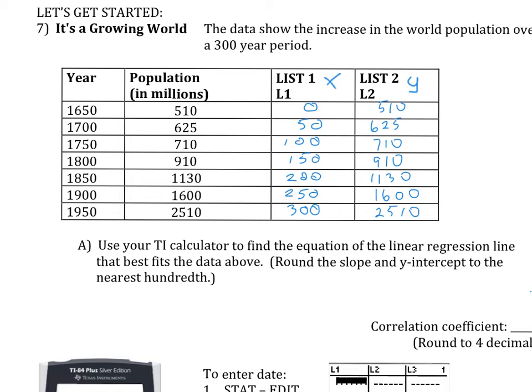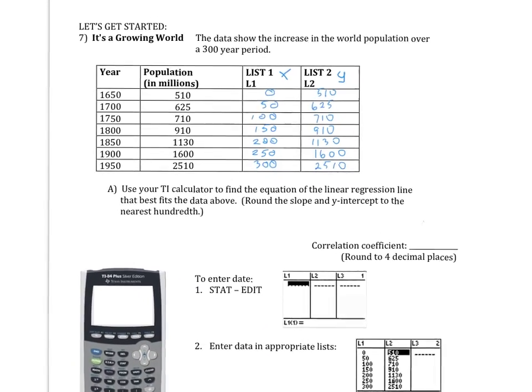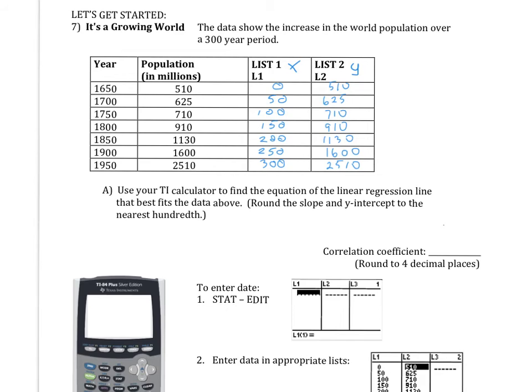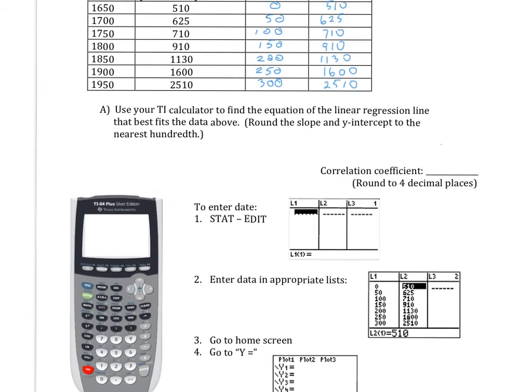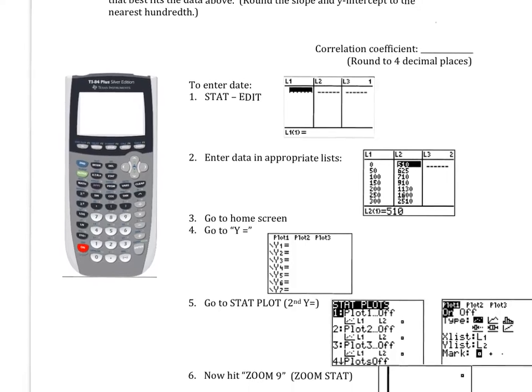Okay, so now we've created our lists. Now it's time to enter these lists into our calculator. I'm going to scroll down a little bit because for part A, we want to get to our regression line, our equation. In order to do that, I need to show you how. Here are my notes down below, and we'll go back to A.